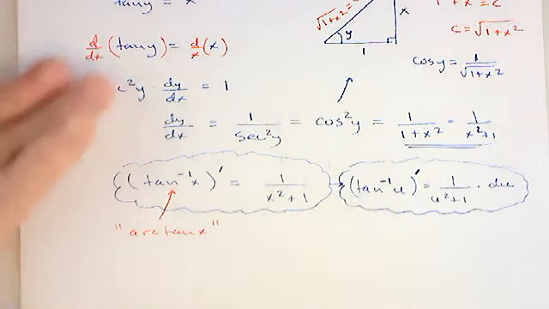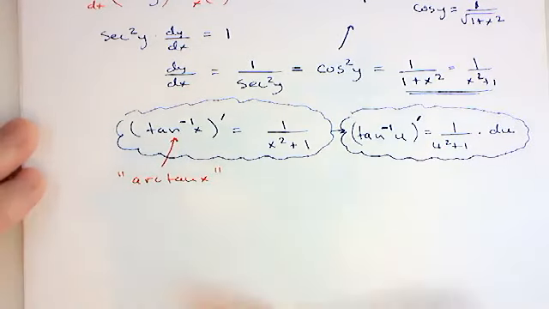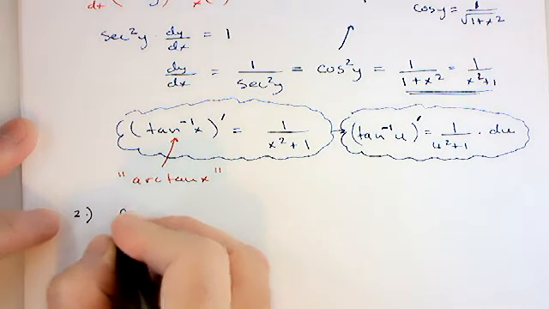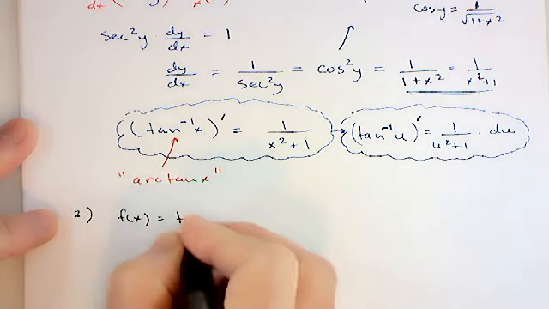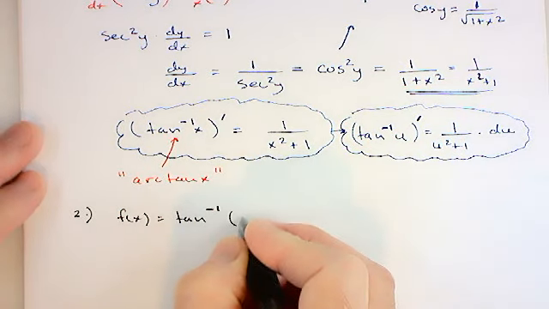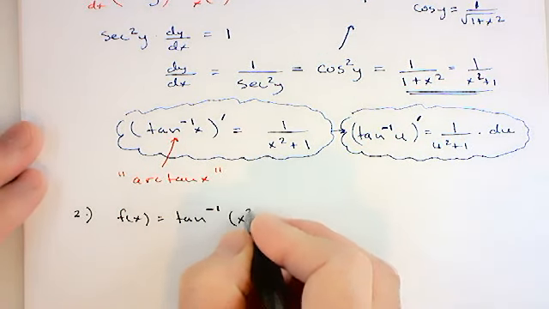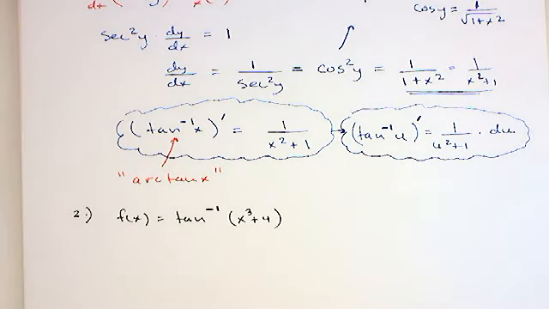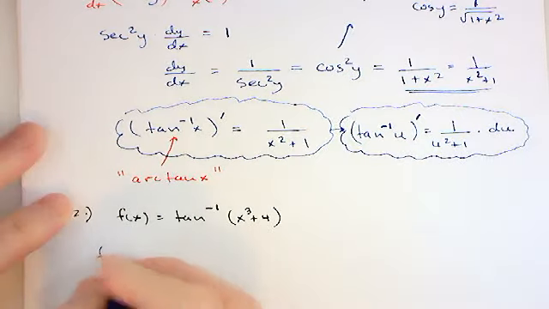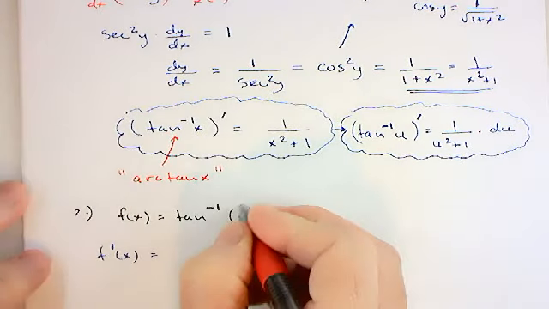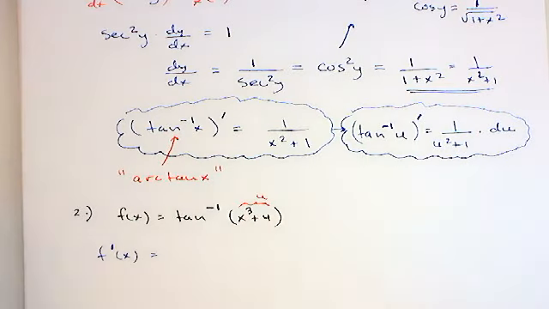So just a couple examples on this. So if I had, let's say, f of x equals inverse tan of, even something like x cubed plus 4, and I wanted to take the derivative of that, this would be my u. That's something more than just x.